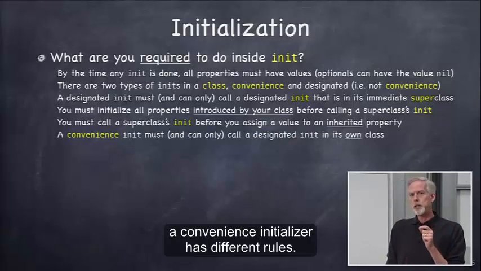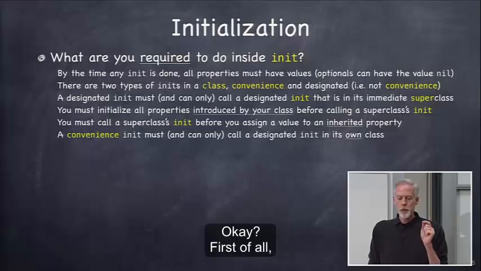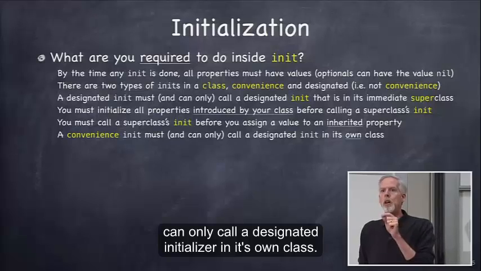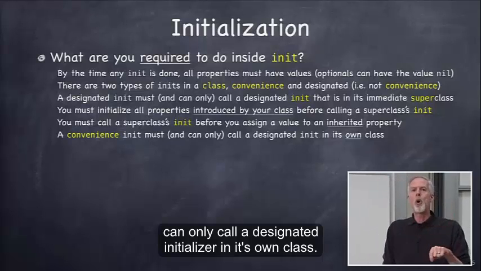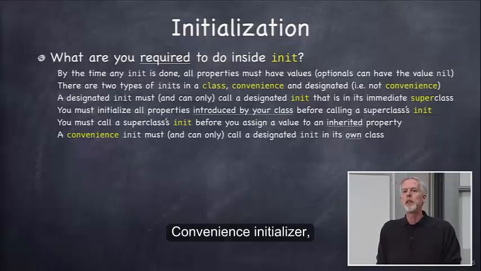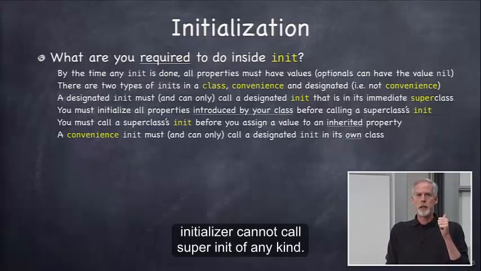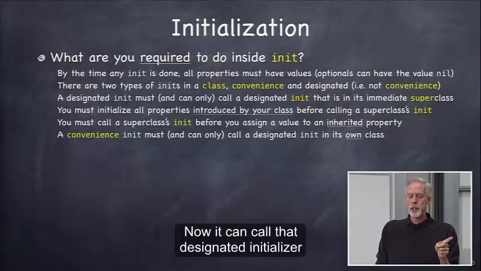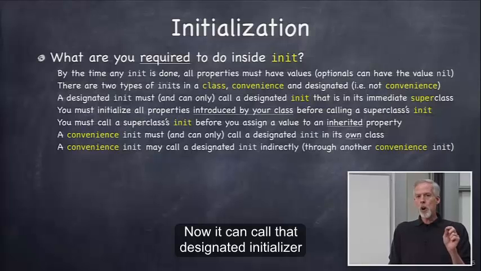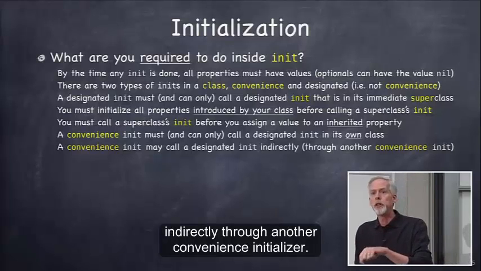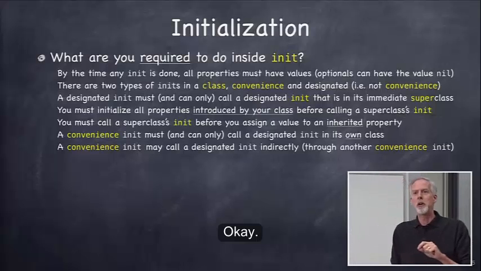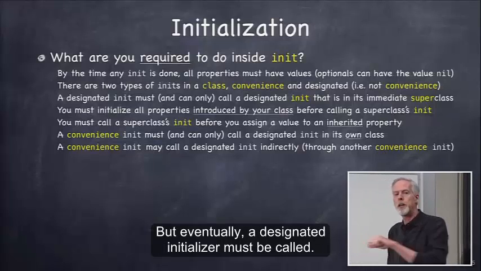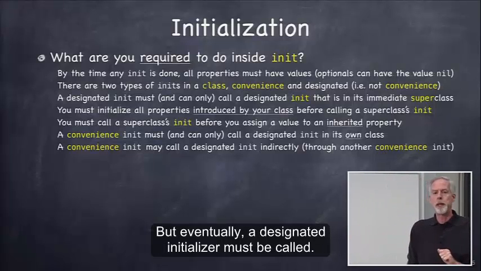All right, now a convenience initializer has different rules. First of all, a convenience initializer must and can only call a designated initializer in its own class. A convenience initializer cannot call super init of any kind, and it must call a designated initializer. Now, it can call that designated initializer indirectly through another convenience initializer. One convenience initializer could call self another convenience initializer, which could call a designated initializer, but eventually a designated initializer must be called.